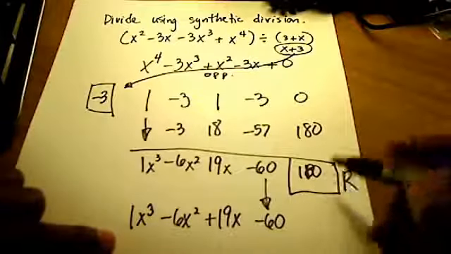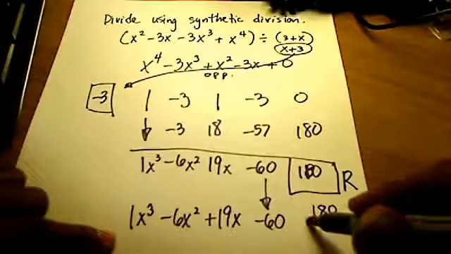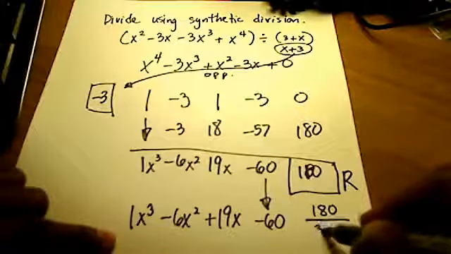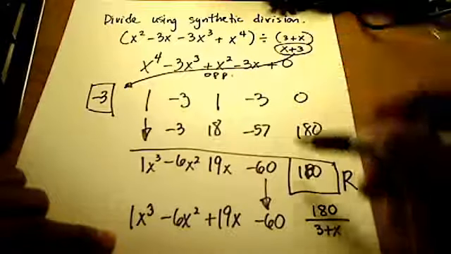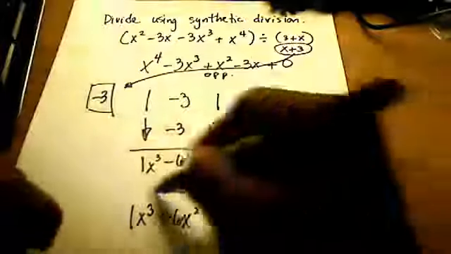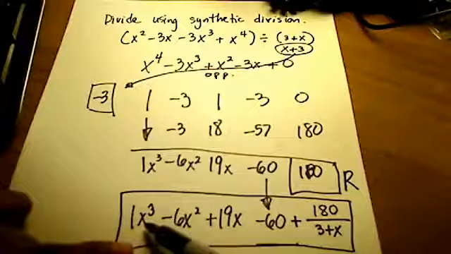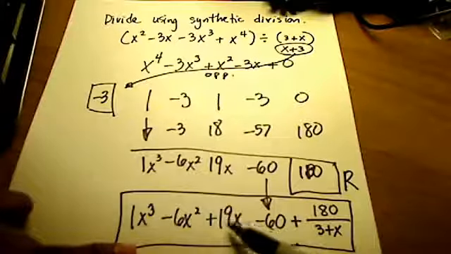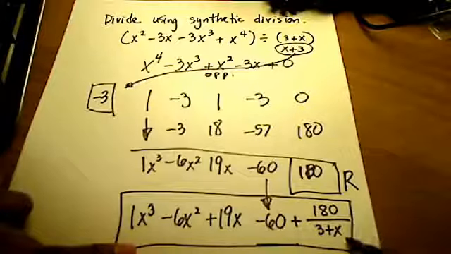I guess if we want, we can write that remainder of 180 over 3 plus x, because that's what our divisor was to start with, right? 3 plus x. And since that was a positive 180, I'm going to join it all with a plus sign right there. And there is our final answer: x to the third minus 6x squared plus 19x minus 60 plus this remainder of 180 over 3 plus x.